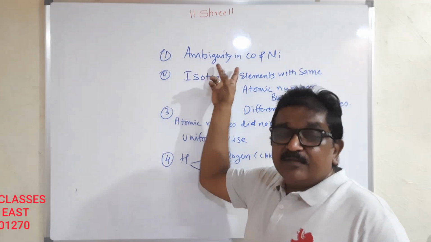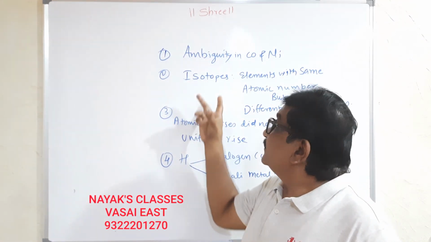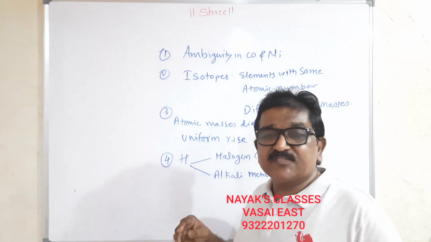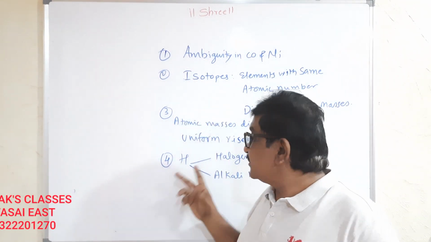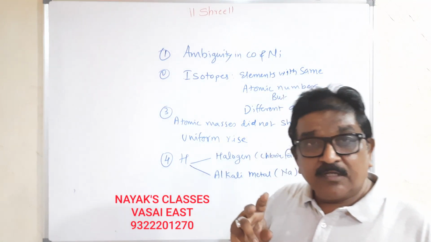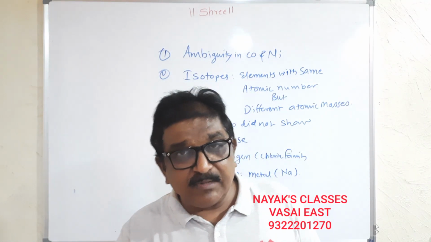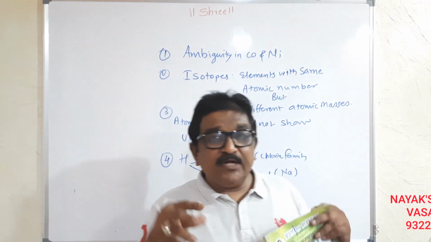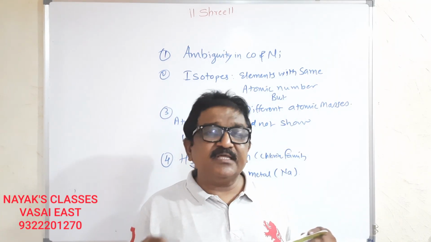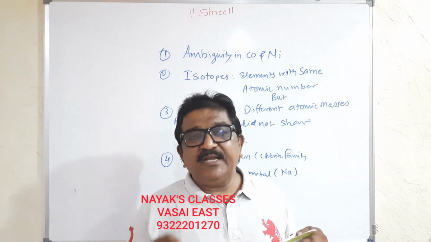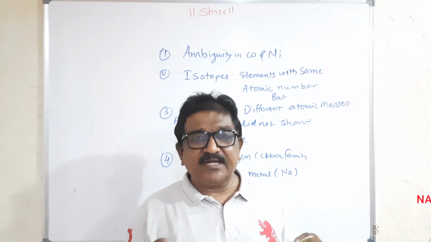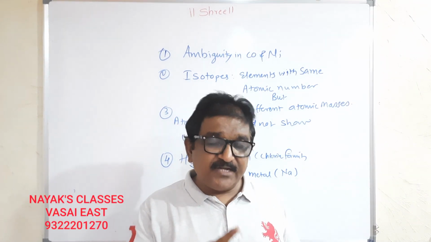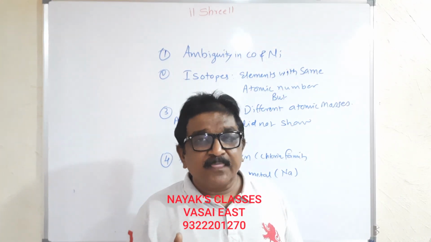Ambiguity, not clarity, in the position of cobalt and nickel. Isotopes did not find any explanation. Atomic masses were not showing a uniform rise, and hydrogen was behaving like a member of both families. So where to put it? So these were the demerits of Mendeleev's periodic table. It will give you good marks if you write both merits and demerits.